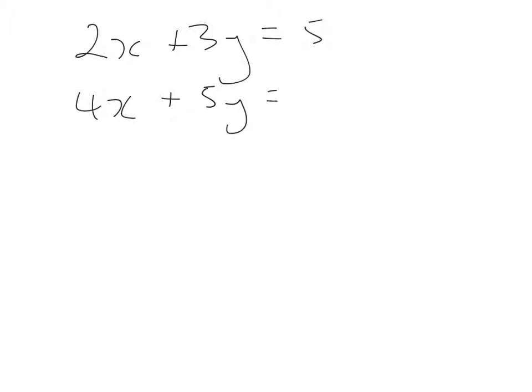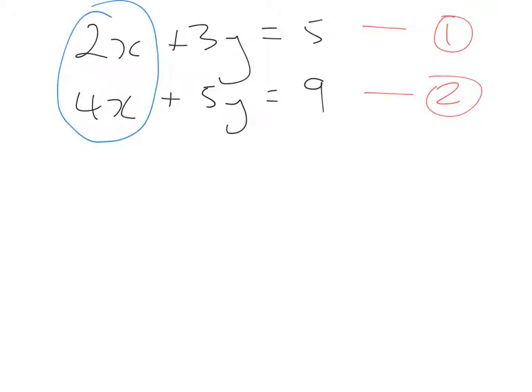Alright, the second version of that, 2x plus 3y equals 5, and 4x plus 5y equals 9. So this time we don't have anything that matches. So what we want to do is find a way to match something. If we look at the two equations, if I take away or add any of these together, I'm not going to match. The 3 and the 5 aren't going to cancel out, the 2 and the 4 aren't going to cancel out. But what I could do, I could make these two things match.